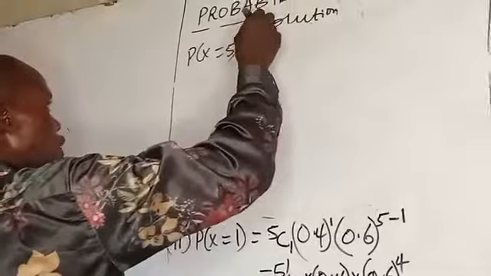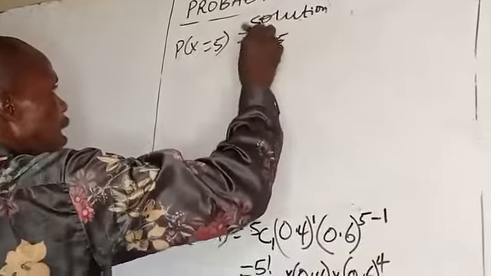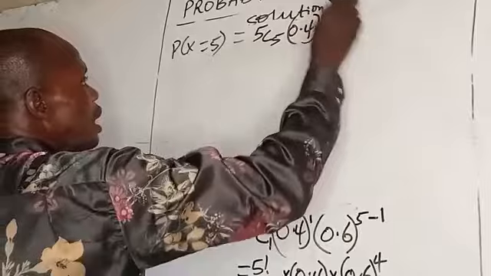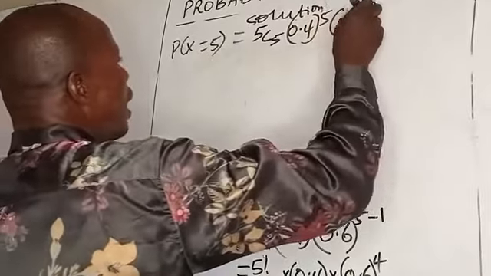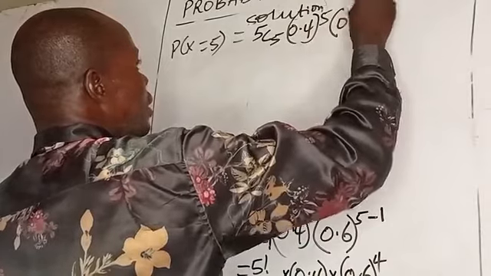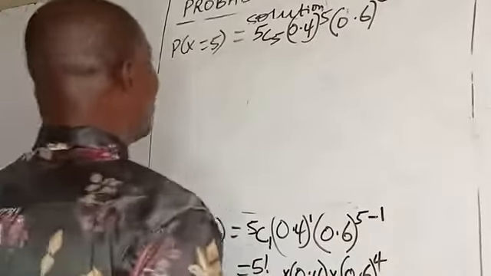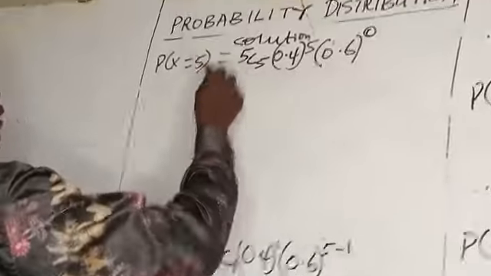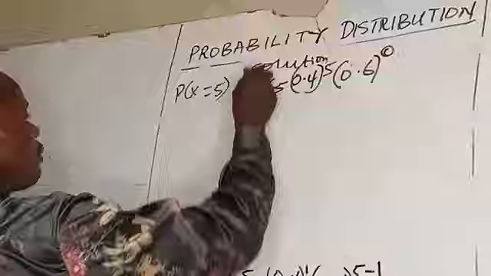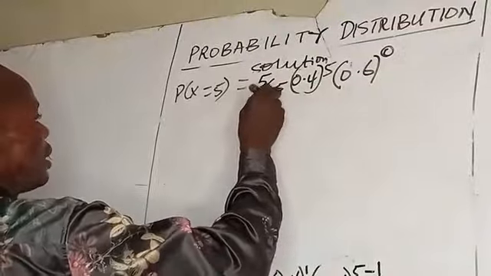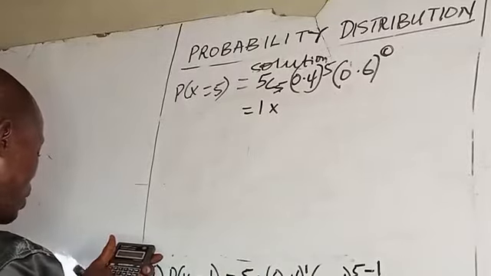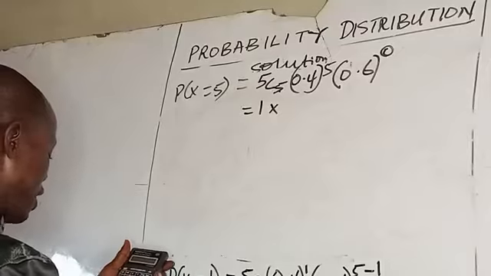So probability of x equals to 5, that is 5 combination 5. P is 0.4 raised to power 5. Q is 0.6 raised to power n minus x, 5 minus 5, which is 0. So 5 combination 5, 5 factorial over 5 factorial, is 1. 5 combination 5 is 1 times 0.4 raised to power 5.